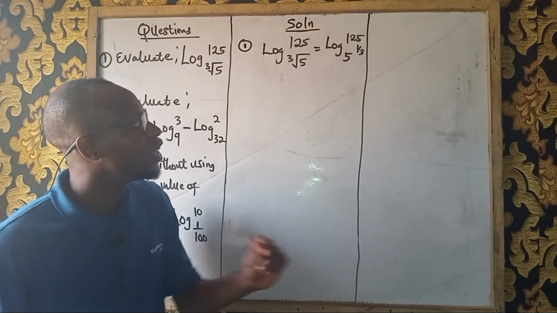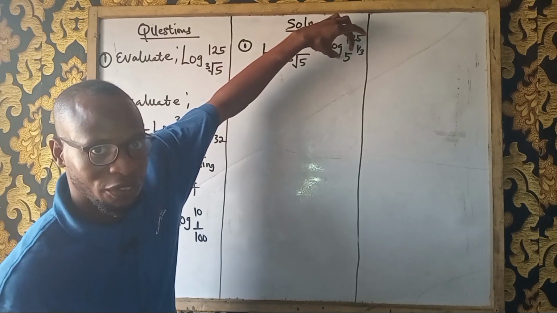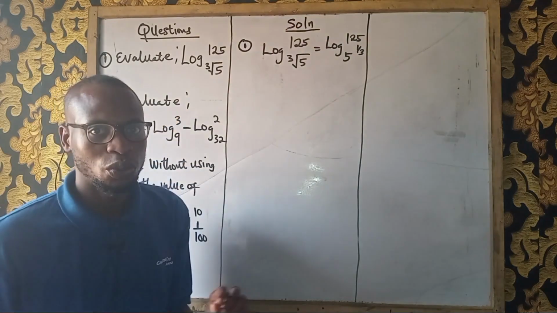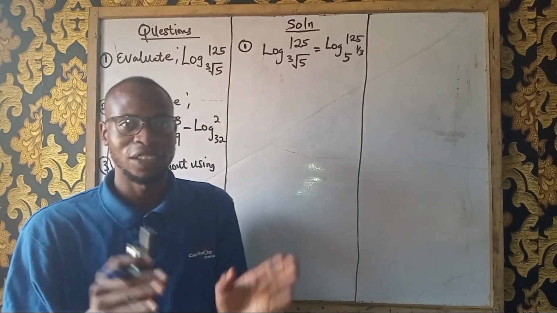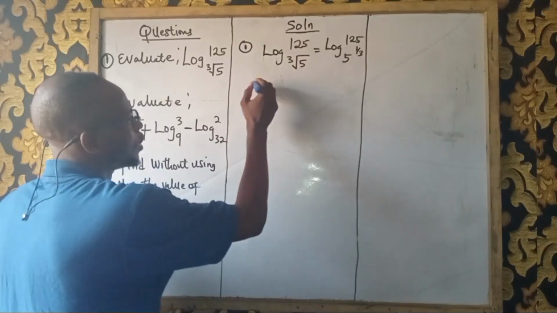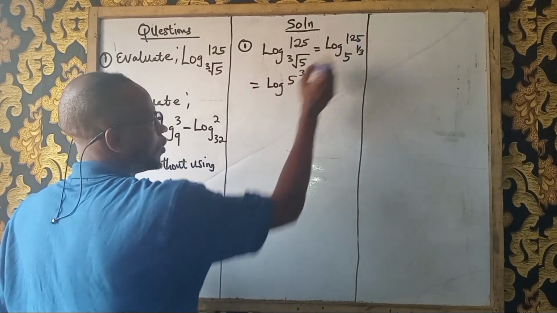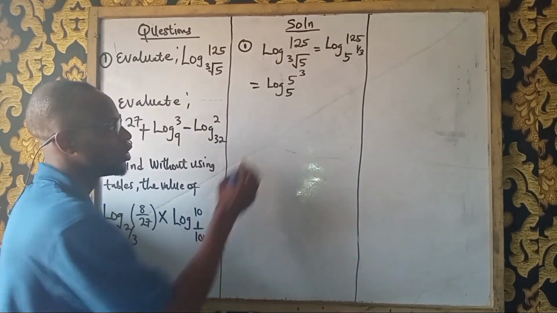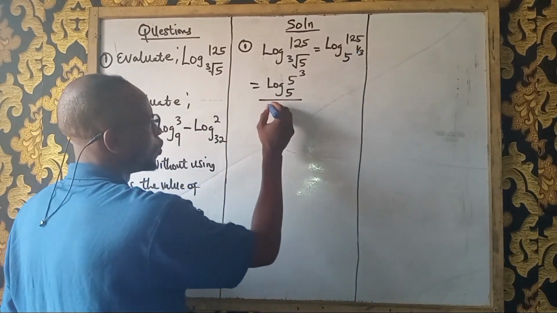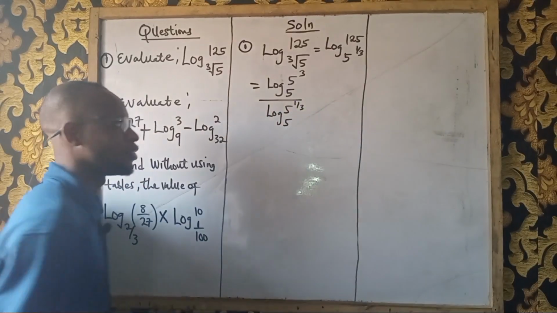That means we can take this one to be in base 5. Then we can also take this one to be in base 5, because 5 can go with the 2. So we apply change of base in logarithm, taking a common base of 5. This is written as log 5 raised to power 3 in base 5, all over log 5 raised to power 1 over 3 in base 5.